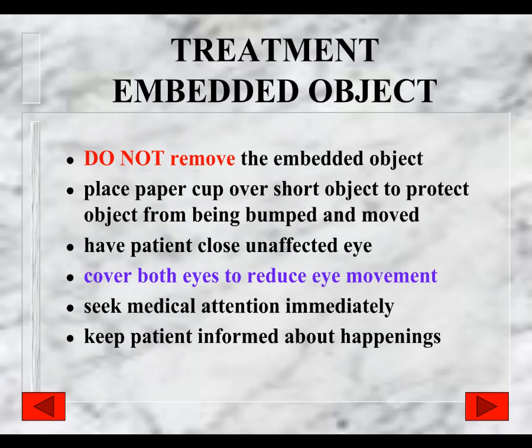Once again, we don't remove an embedded object. We can place a paper cup over a short object like a pencil or a knife to keep it from moving around. Cover both eyes to reduce movement. Medical attention immediately. And once again, explain to the victim what's going on, who you are, what you're doing, and what's going on around them.